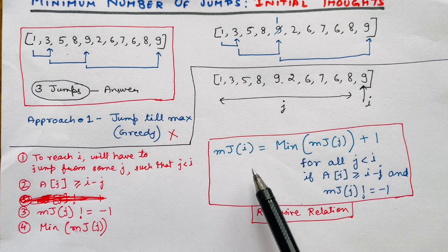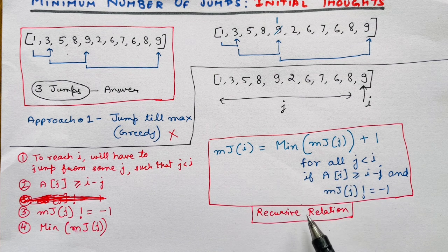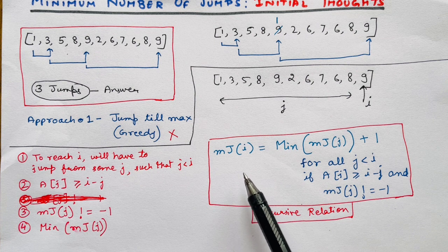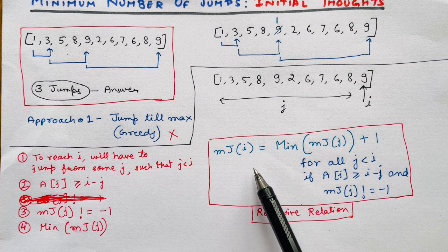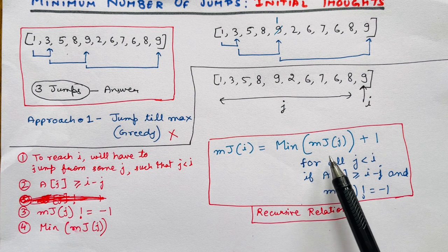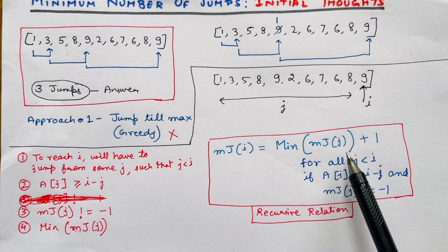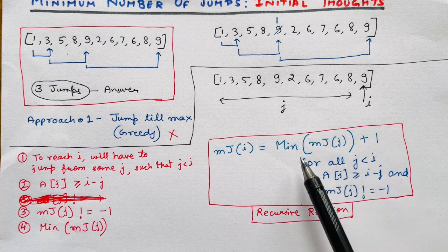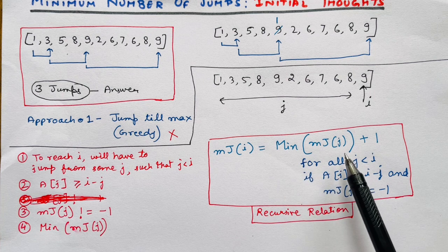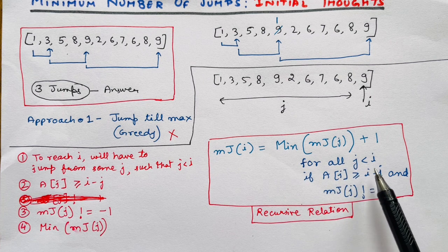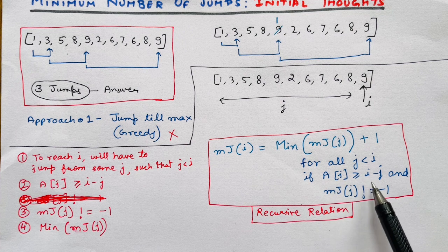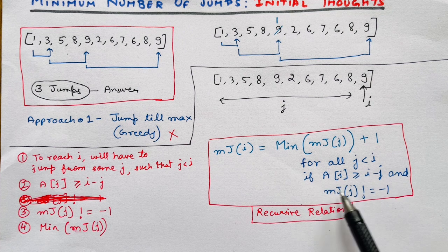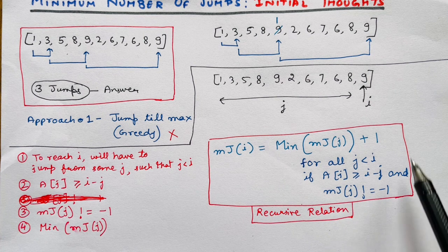Therefore, our recursive relation was looking something like this. Minimum number of jumps needed to reach the index I is equal to minimum number of jumps needed to reach the index j plus 1, and minimum of all these. Which j's? All j's such that they are less than I, Aj is greater than or equal to I minus j, that means it is possible to jump from j to I, and minimum number of jumps to reach j is not equal to -1. This was our recursive relation that we derived.